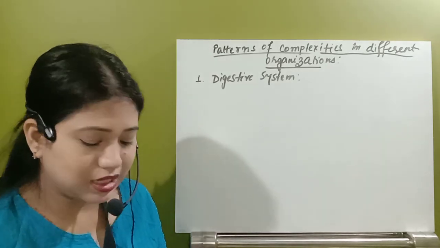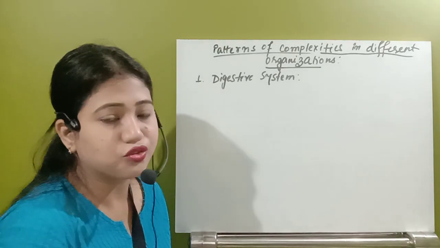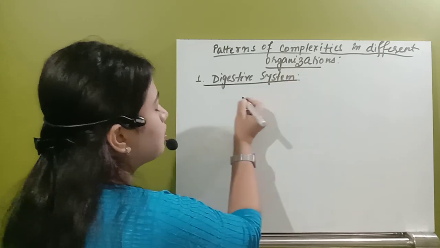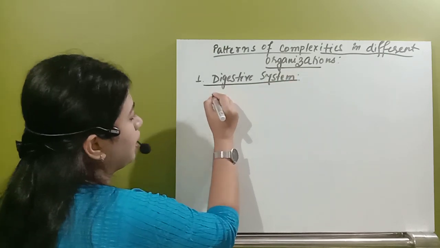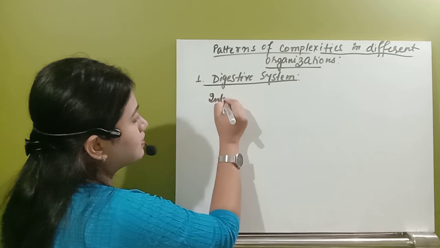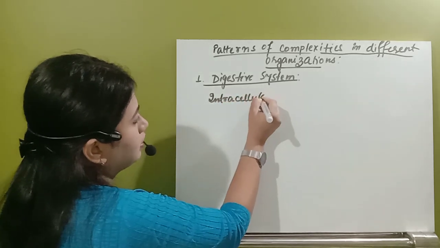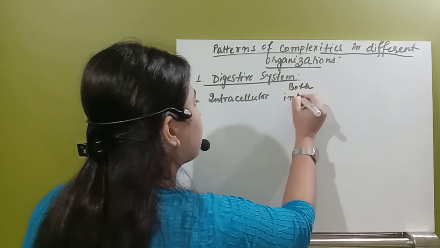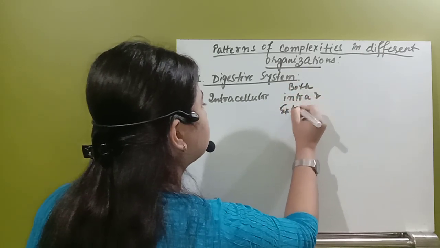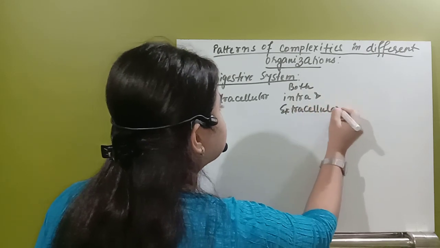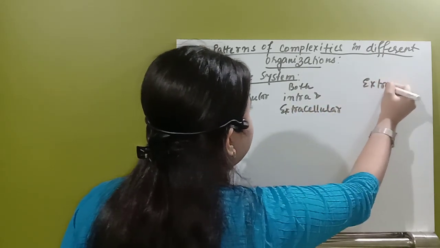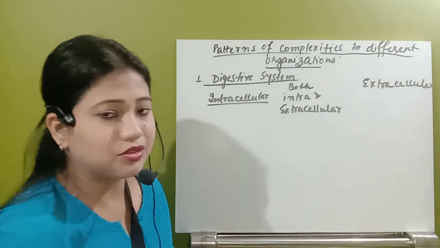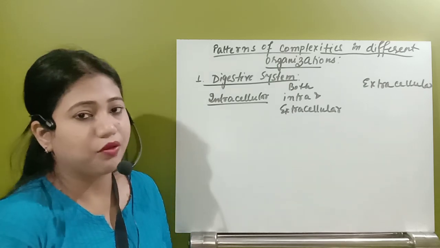So first of all, depending upon the digestive system we'll see three types of digestion. First of all, what are they? The first type of digestion is intracellular. Then the second type is both intra and extracellular. And the last type we have seen is extracellular. So what is intracellular? Let's just understand what the intracellular type of digestion is.